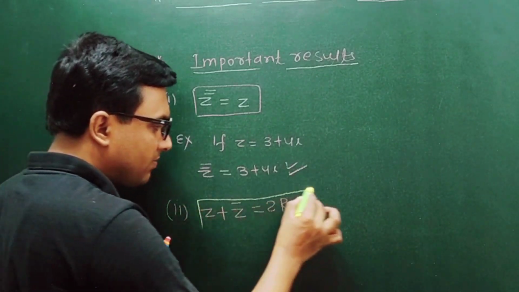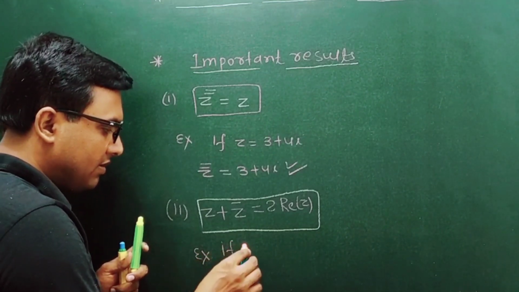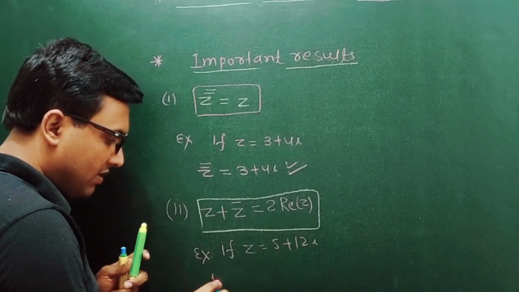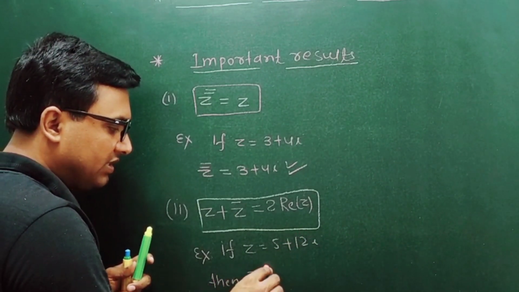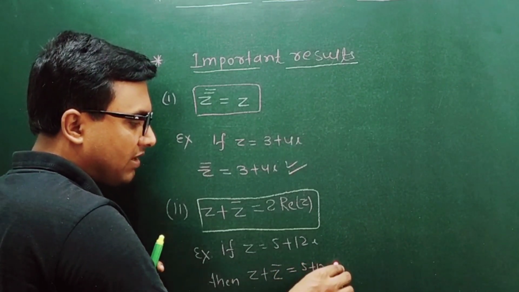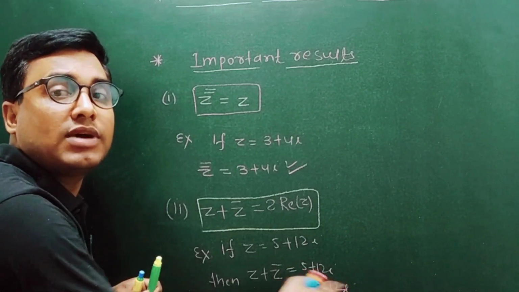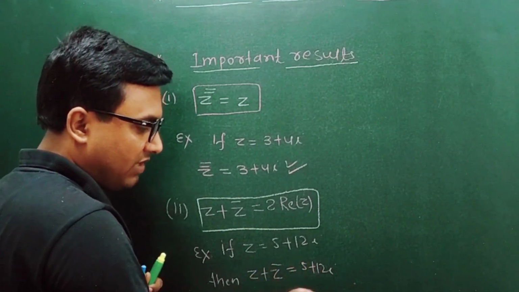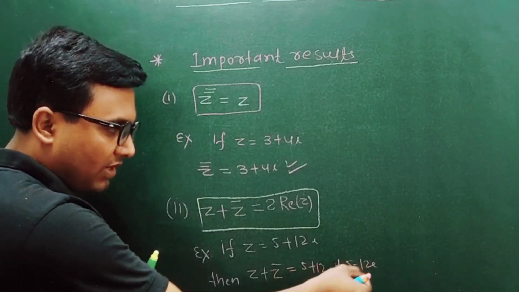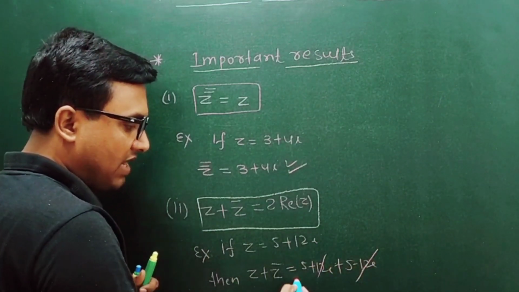What do you mean by this result? Example here. If z is equal to 5 plus 12 iota, then z plus z conjugate is equal to 5 plus 12 iota plus 5 minus 12 iota. 5 minus 12 iota is what? It is the conjugate of 5 plus 12 iota. 12 iota cancels out, 5, 5, 10.